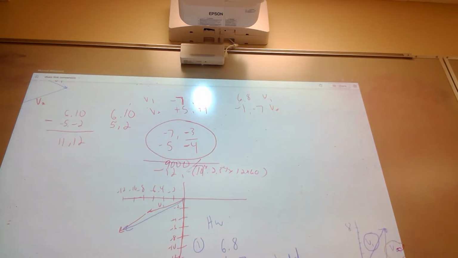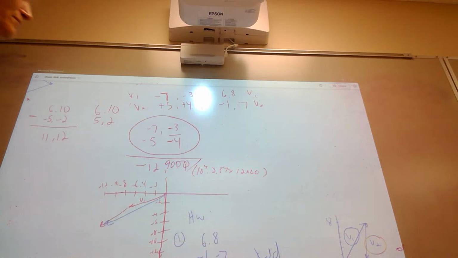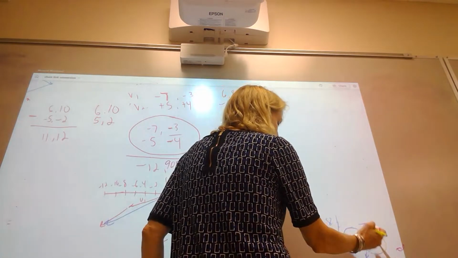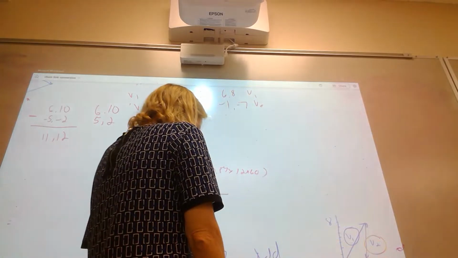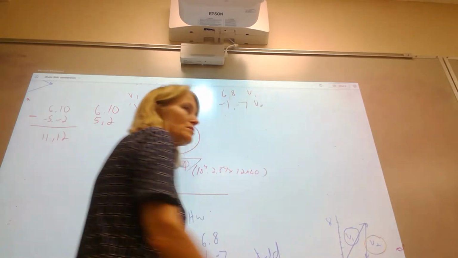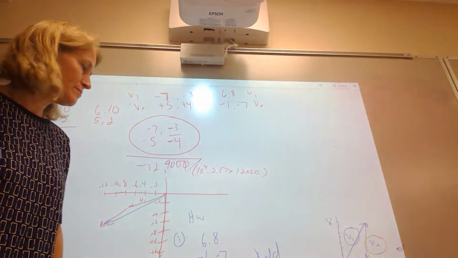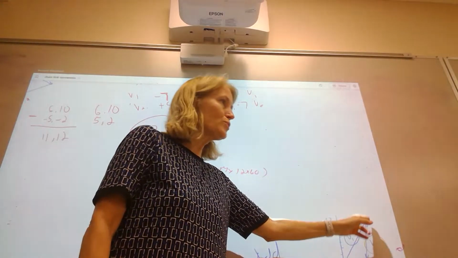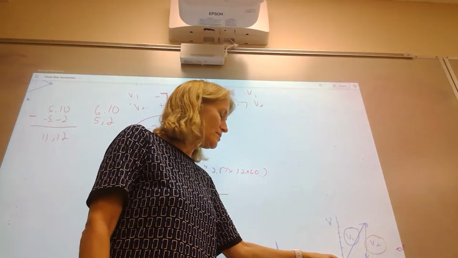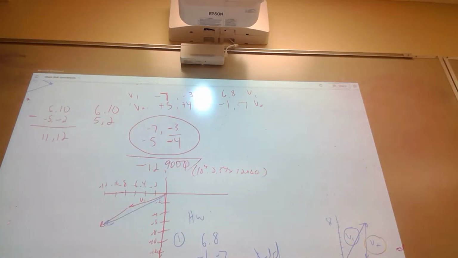So we went over 6, 8. We went -1, -7, like this. You're going left 1, down 7, and then this is the resultant sum. This is V1, this is V2, this is the sum V3. Okay? So you draw the first one, you draw the second one from the end of the first one, and then you connect the beginning of the first to the end of the second, and that is your vector sum.